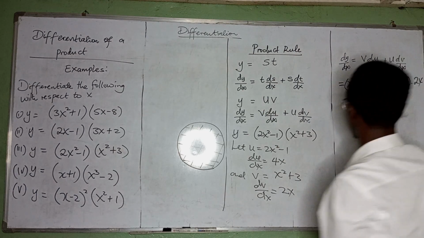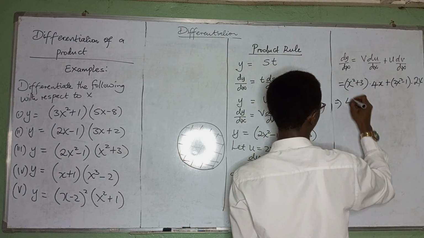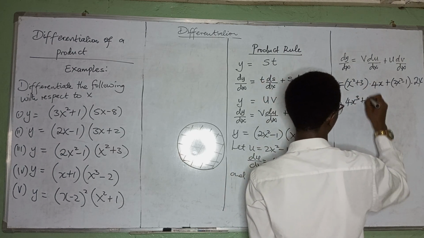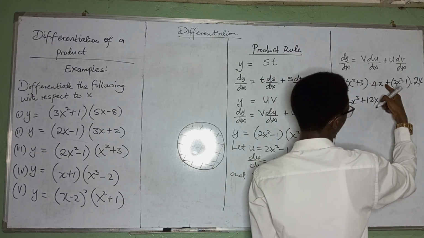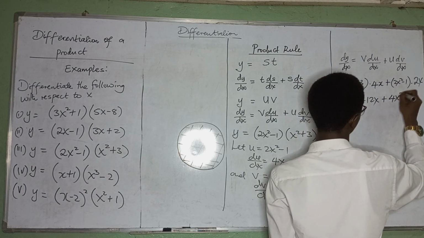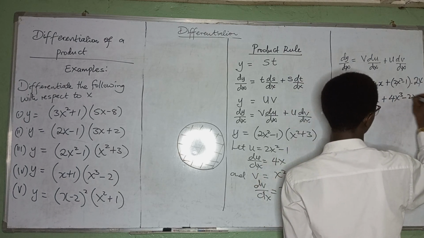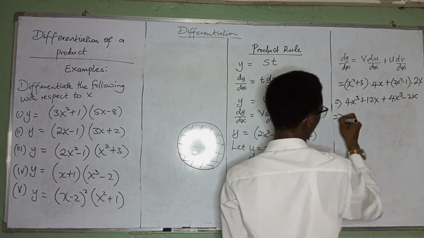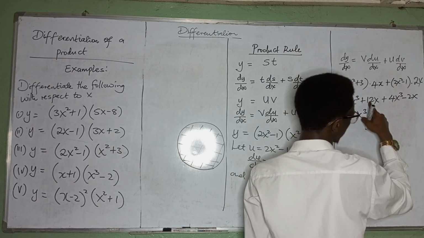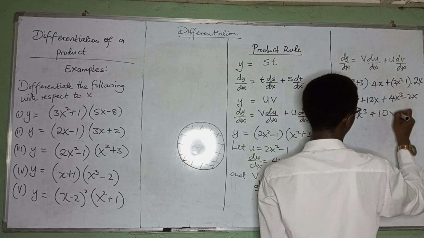Okay, so now we clear the brackets. 4x multiplied by this becomes 4x cubed, plus this by this becomes 12x, plus 2x multiplied by this becomes 4x cubed as well. Then the next one, this and this becomes minus 2x. You collect like terms: 4x cubed plus 4x cubed becomes 8x cubed, and 12x minus 2x becomes plus 10x.